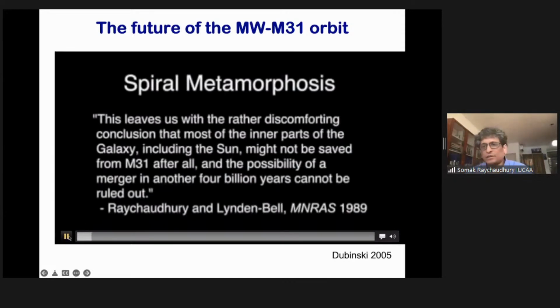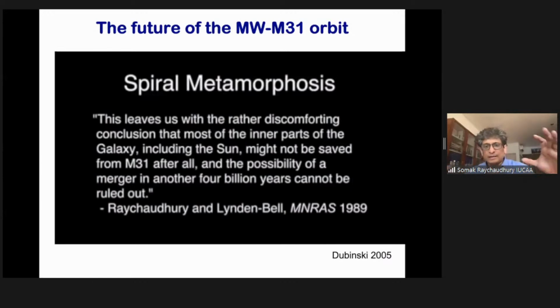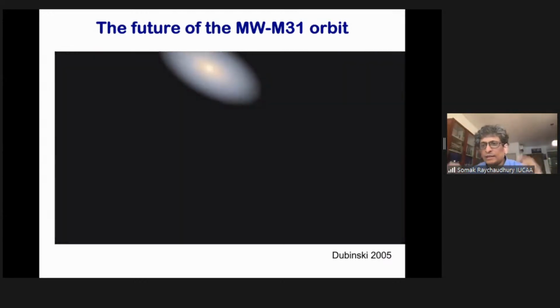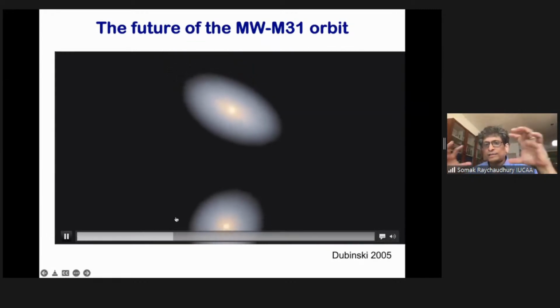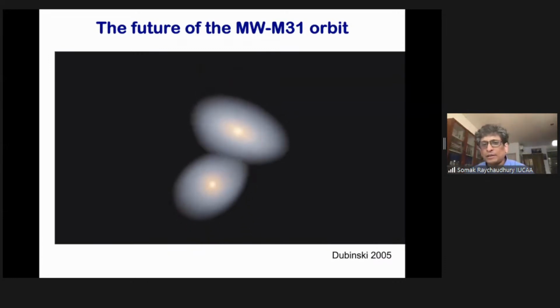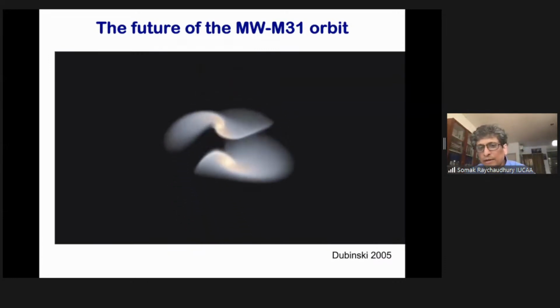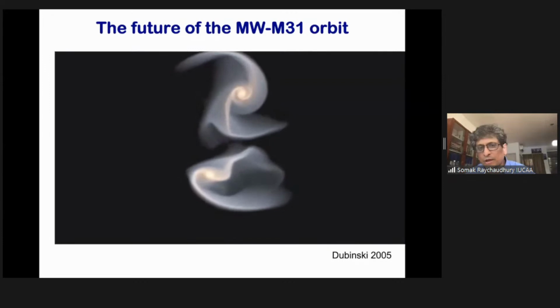It starts off with a quote from my paper saying that in about 4 billion years, they will merge because they don't have enough angular momentum in the system. And you can see these are the two galaxies. One is Andromeda and one is the Milky Way. And in about 4 billion years, this is what's going to happen to them.